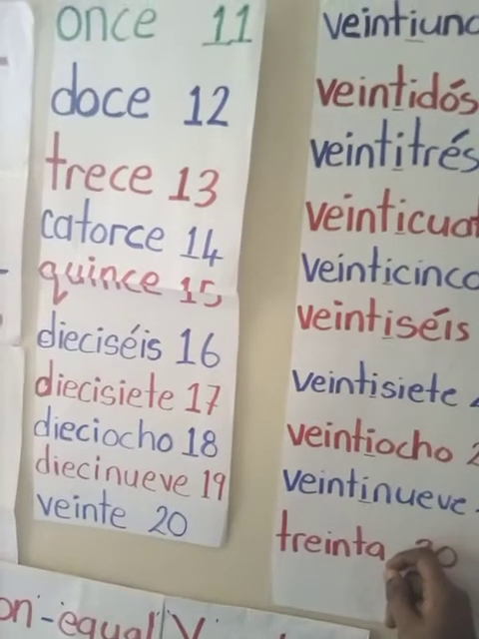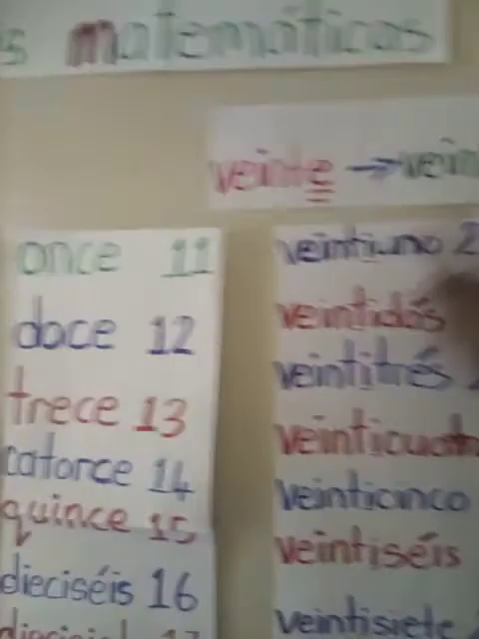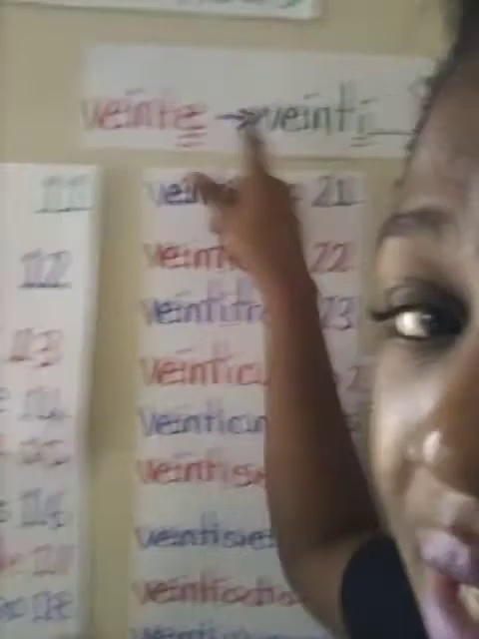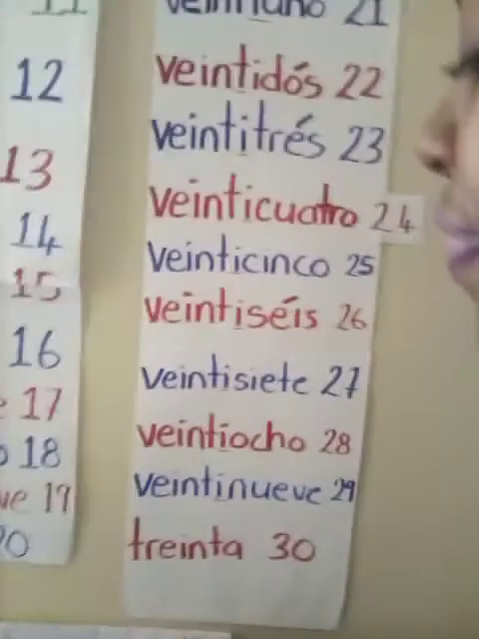Okay? So you have to remember that. Try to ensure that you have the correct spelling. The E becomes I when you're forming numbers 21 to 29. Okay? And 30 is treinta. 20 is veinte, and 10 is diez.